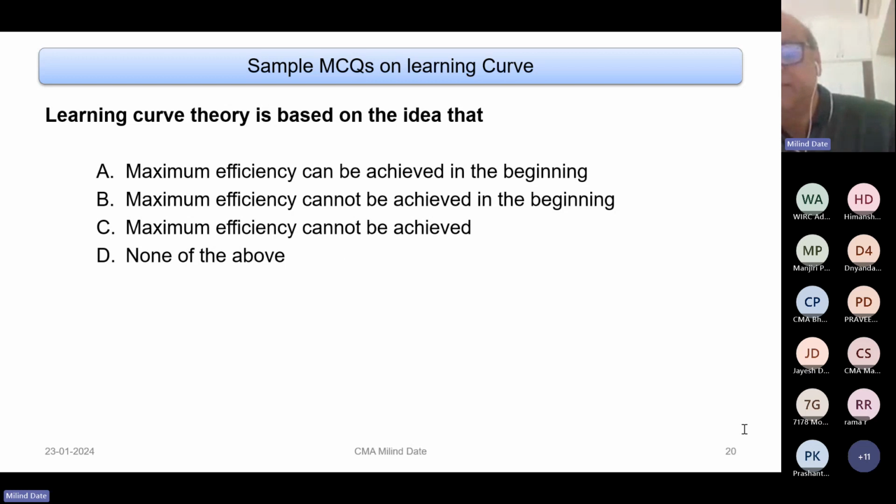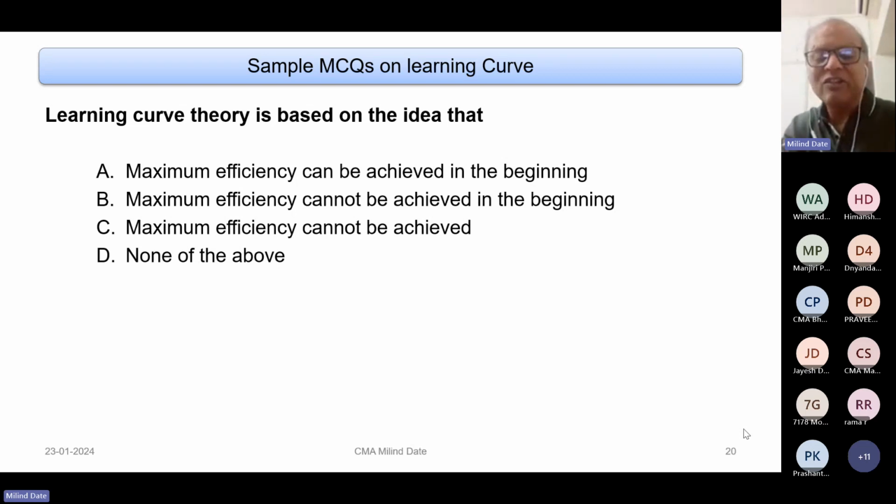One answer has flown in. Two, three, four. Yeah, people are quick in answer. What a simple question. Yes, the correct answer is B. Maximum efficiency cannot be achieved in the beginning. The reason is, of course, you are not experienced. As you go on doubling the output, then only the efficiency starts kicking in. And at the maximum, the efficiency can keep going up till the learning curve stops. So it can never be achieved in the beginning. Okay, so that's the correct choice.